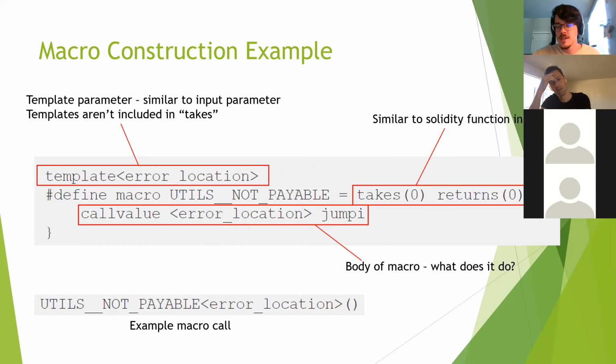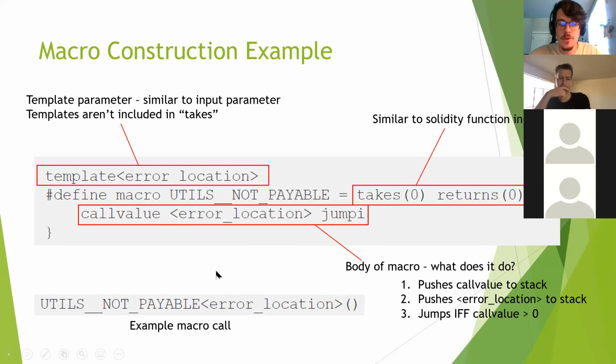And then there's the body of the macro. What does it do? I can tell you. It pushes the call value to the stack, which is the amount of ether that's being passed with the transaction itself. And then it pushes error location to the stack. And then if call value isn't 0, this JUMPI is like jump if. If call value isn't 0, the jump will occur and it'll jump to error location.